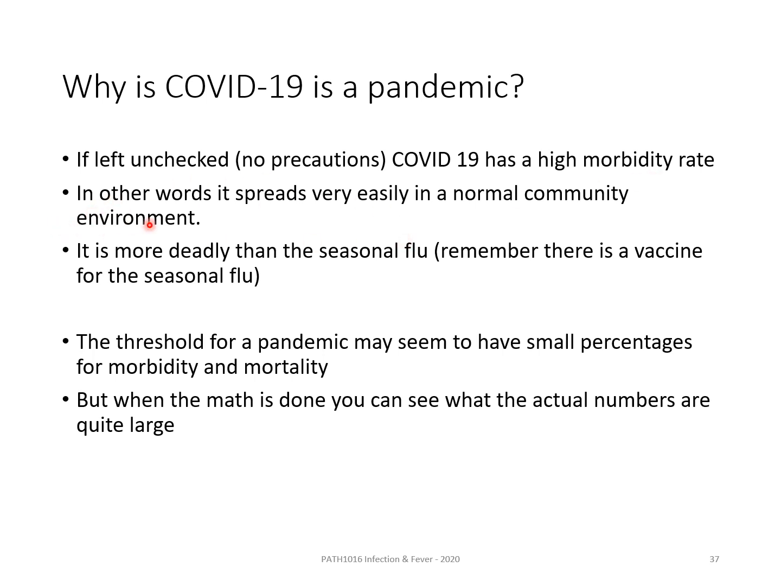In other words, it spreads very easily through the normal community environment. And when I say normal community environment, I don't mean lockdown, PPE, wearing masks. I mean what we were doing back in February, which is just running around, going to parties, going into stores, standing in line less than 6 meters apart from people. It is more deadly than the seasonal flu. Remember as well that for the seasonal flu, there is a vaccine. I'm going to point that out for a reason when we get to the next slide.